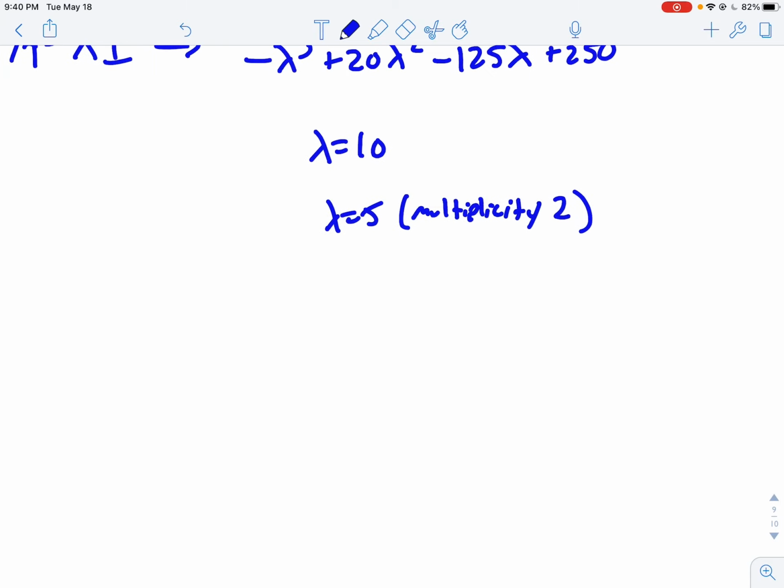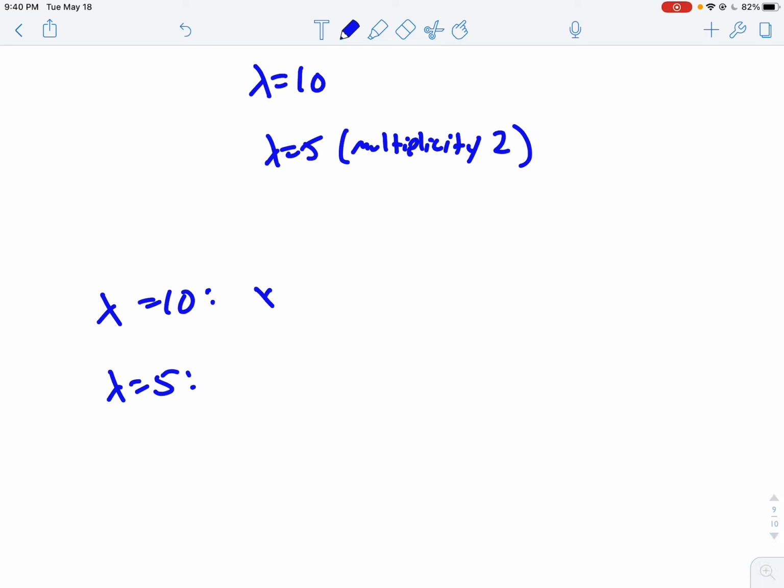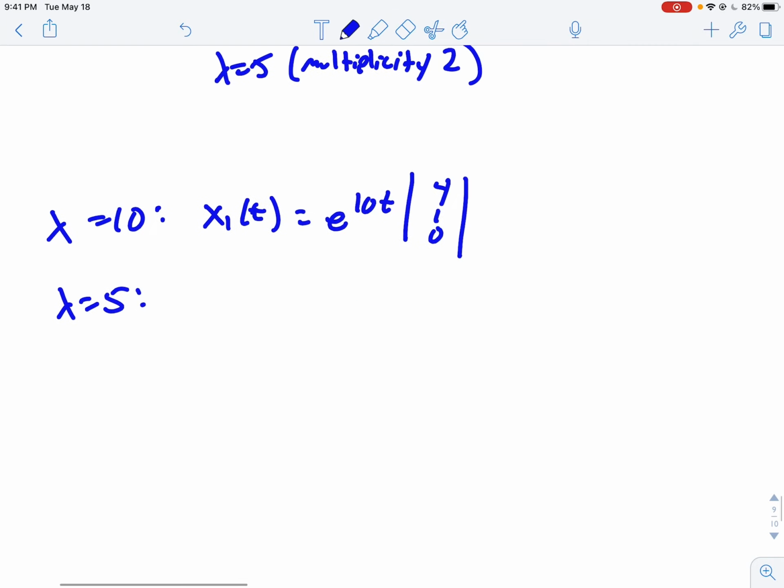In the essence of time, I'm going to skip over working out the eigenvectors for lambda equals 10 and lambda equals 5. For lambda equals 10, our fundamental matrix entry is x1 of t equals e to the 10t times 4, 1, 0. And for lambda equals 5, our entry is x2 of t equals e to the 5t times 4, 0, 0.